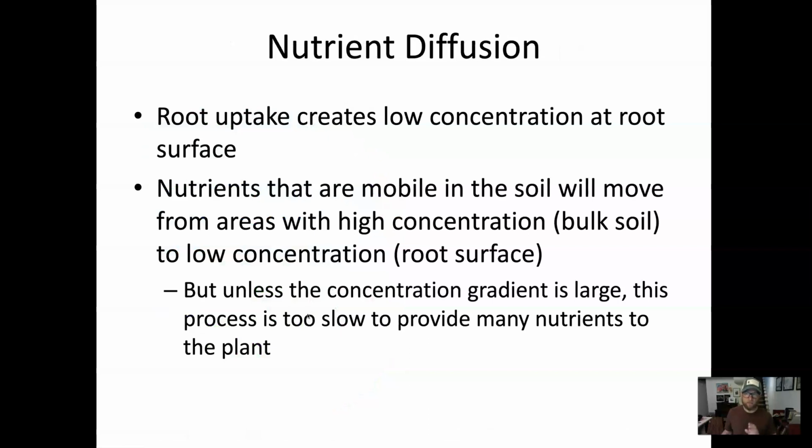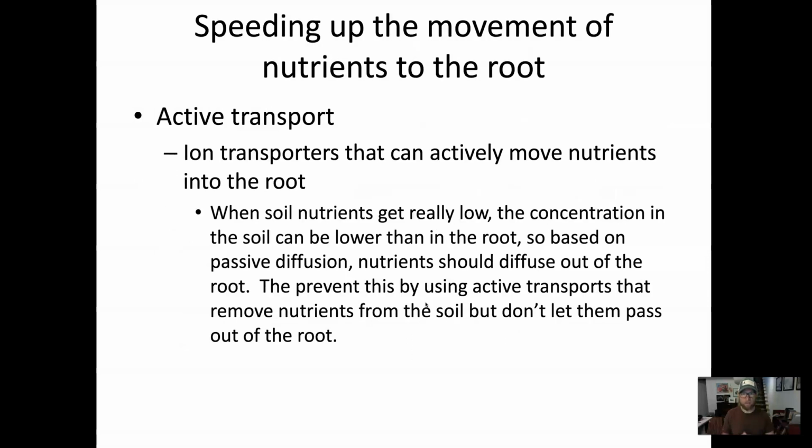Okay, so root uptake creates this low concentration at the root surface. And so the nutrients that are mobile in the soil will move from those areas of high concentration to low concentration. But if this concentration gradient isn't quite large, then the rate those nutrients are moving is so slow, it really doesn't support the needs of the plant. So the plant has to have a really high concentration gradient, either because there's lots of nutrients in the soil, or it has to be able to really draw down the concentration at the soil surface. So let's talk about that a little bit.